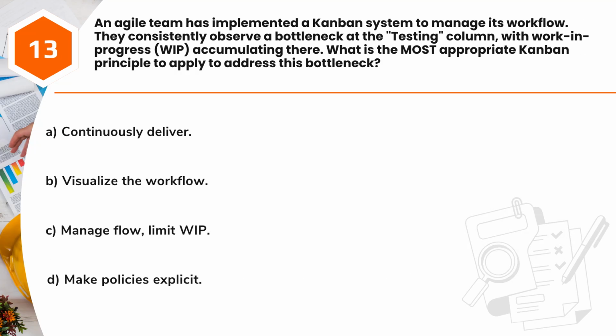Question 13. An Agile team has implemented a Kanban system to manage its workflow. They consistently observe a bottleneck at the testing column, with work in progress, WIP, accumulating there. What is the most appropriate Kanban principle to apply to address this bottleneck? A. Continuously deliver. B. Visualize the workflow. C. Manage flow, limit WIP. D. Make policies explicit.